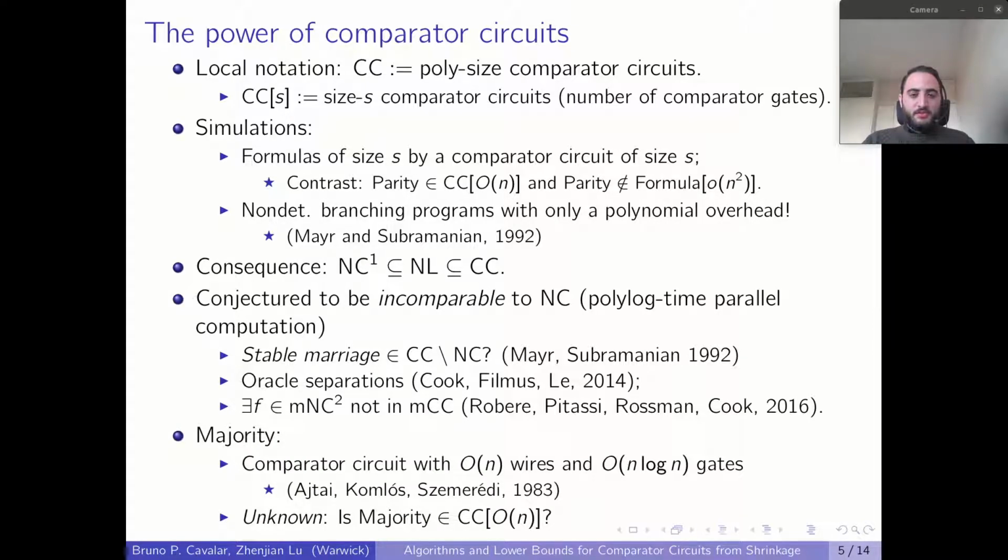With regards to majority, it's still an open question. We know that comparator circuits can compute majority with a linear number of wires and n log n gates. This is a result of Ajtai, Komlós, and Szemerédi in 1983, but it's still unknown whether majority can be computed by comparator circuits of linear size. Can we prove a superlinear lower bound for majority for comparator circuits, or is a linear number of gates enough for computing majority with comparator circuits?